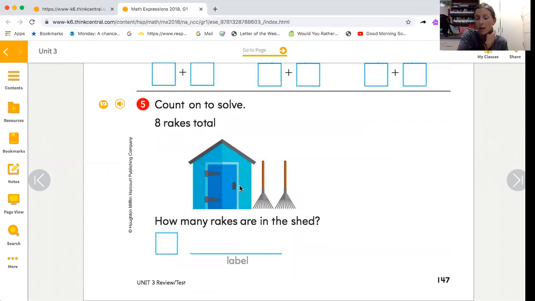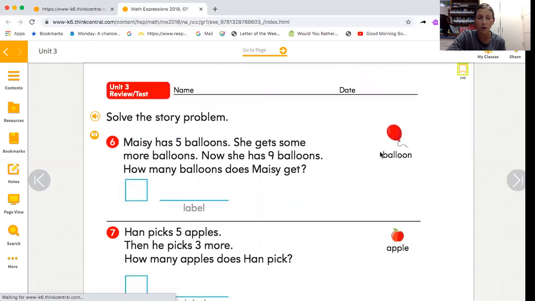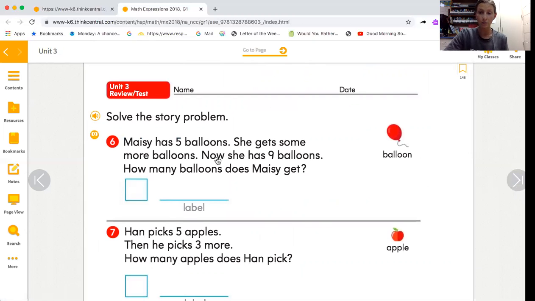How many rakes are in the shed when we have 2 rakes outside the shed? And there's 8 total. Go ahead, pause to solve. Press play when you are all done. All right, we are going to the next page. So turn your page over, and on the back side of this page will be our next problems.